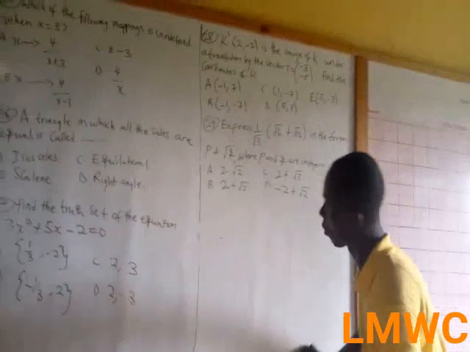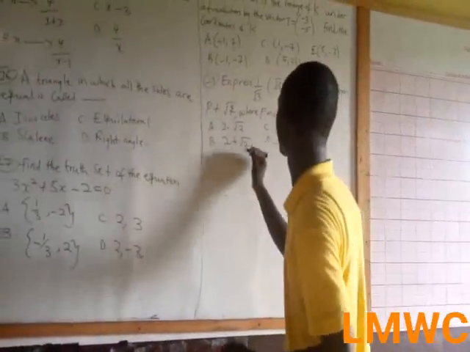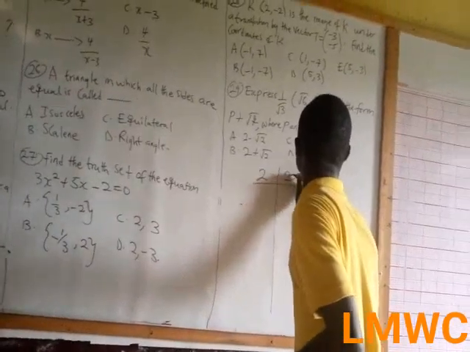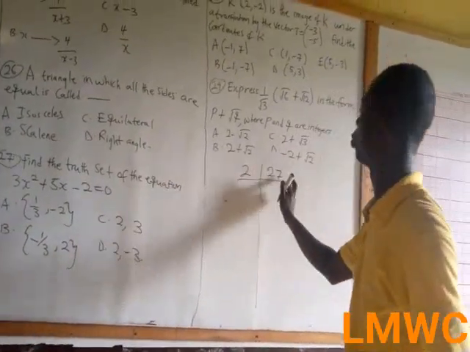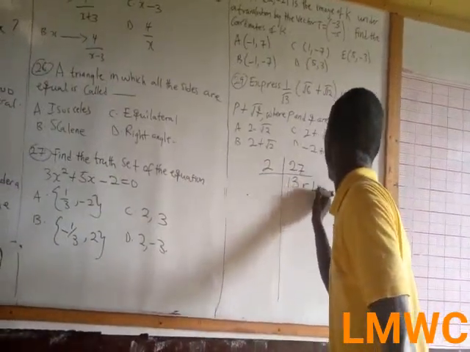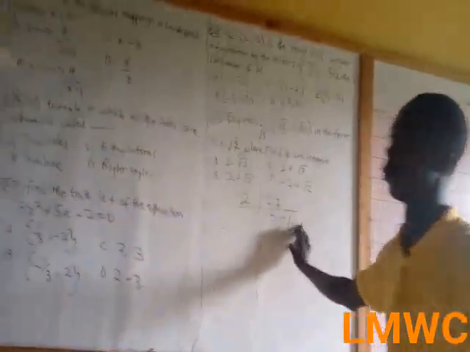It becomes 2. So you draw your line, 27. 2 goes into 27, how many? It's 13, remainder 1. So you write your remainder.